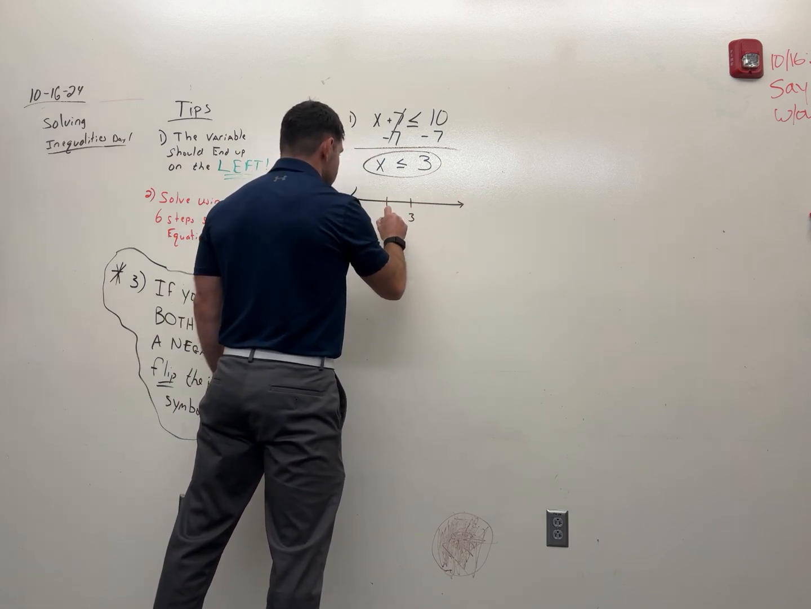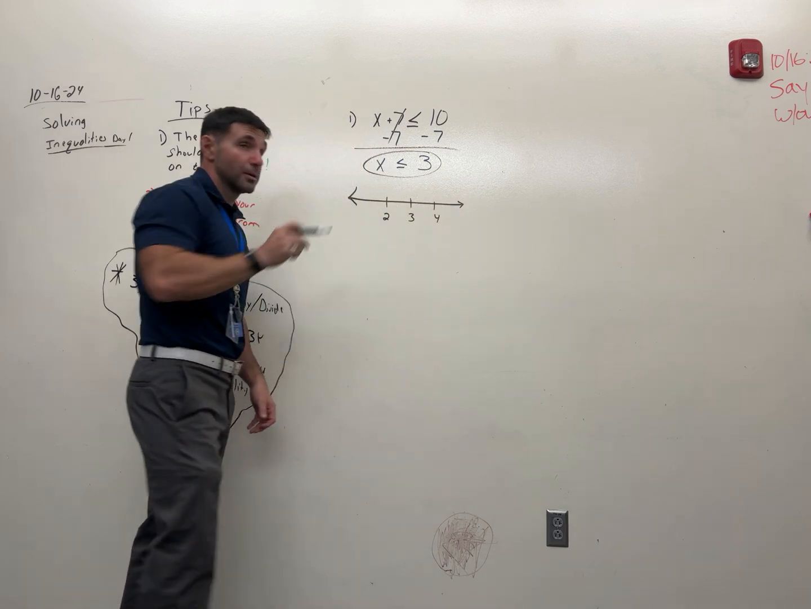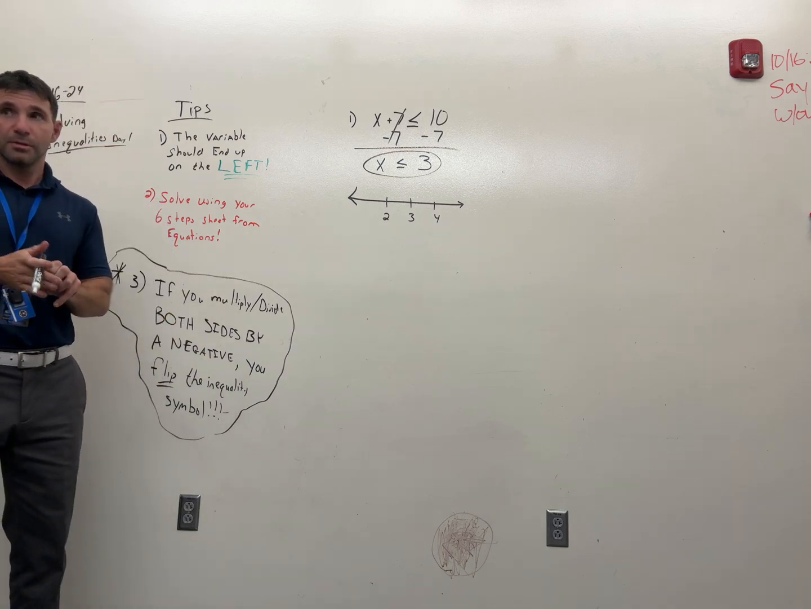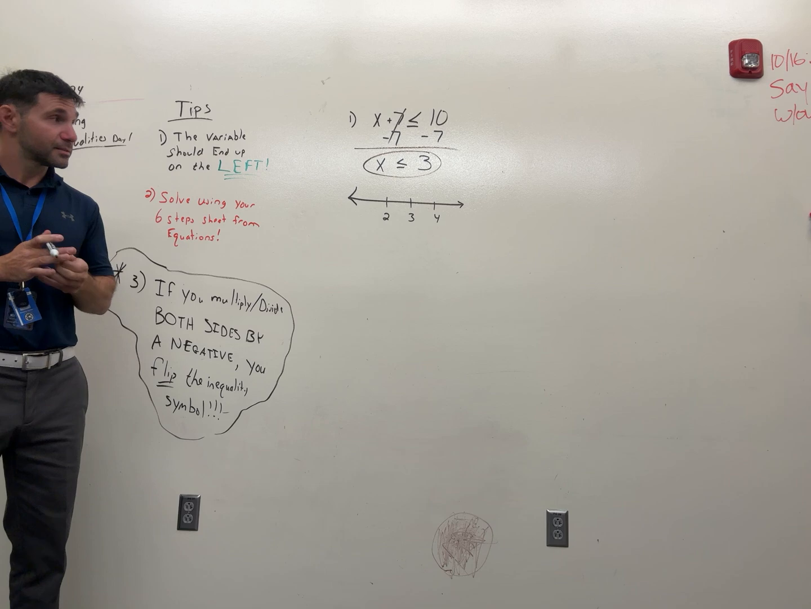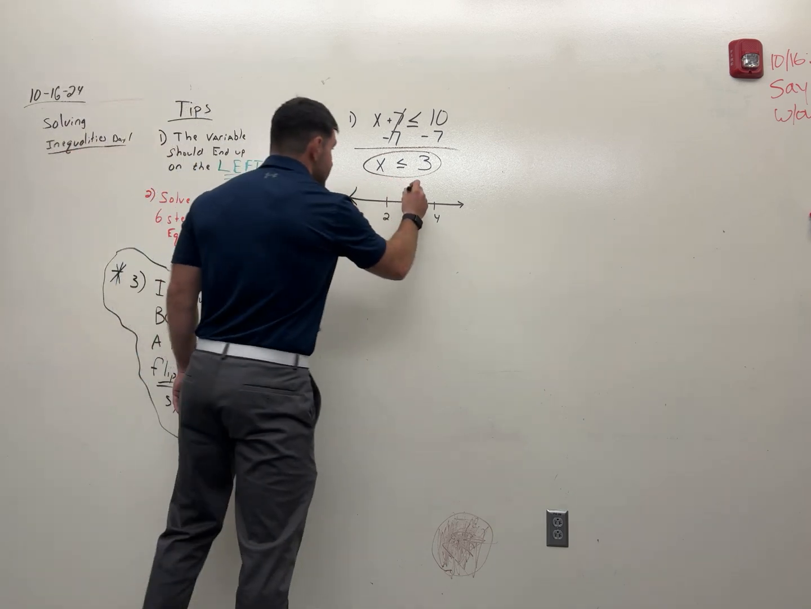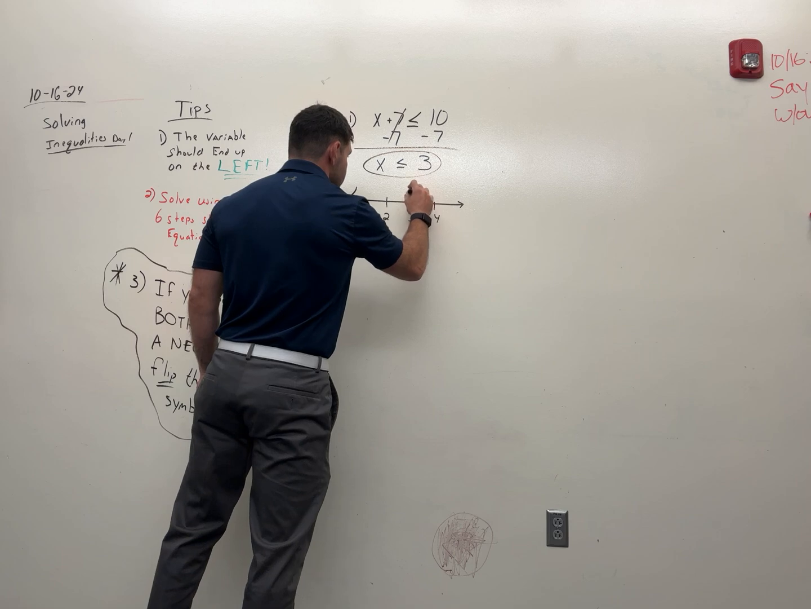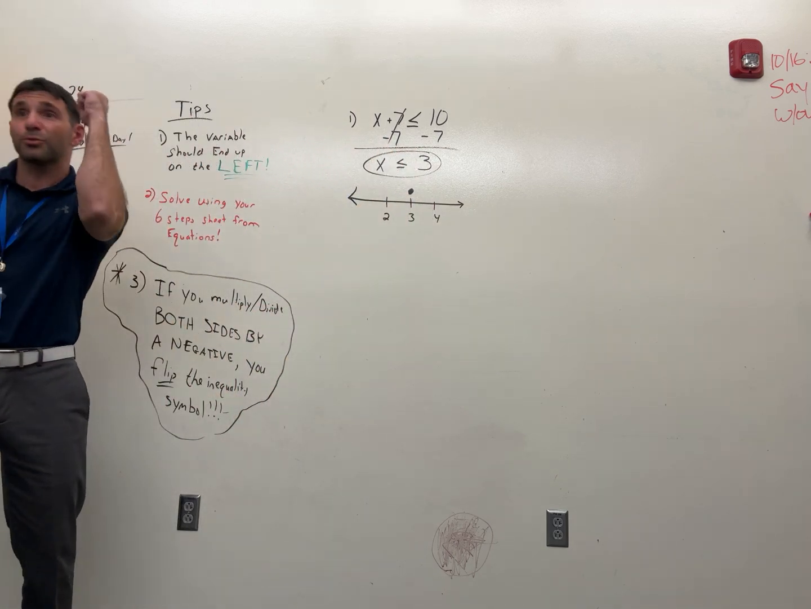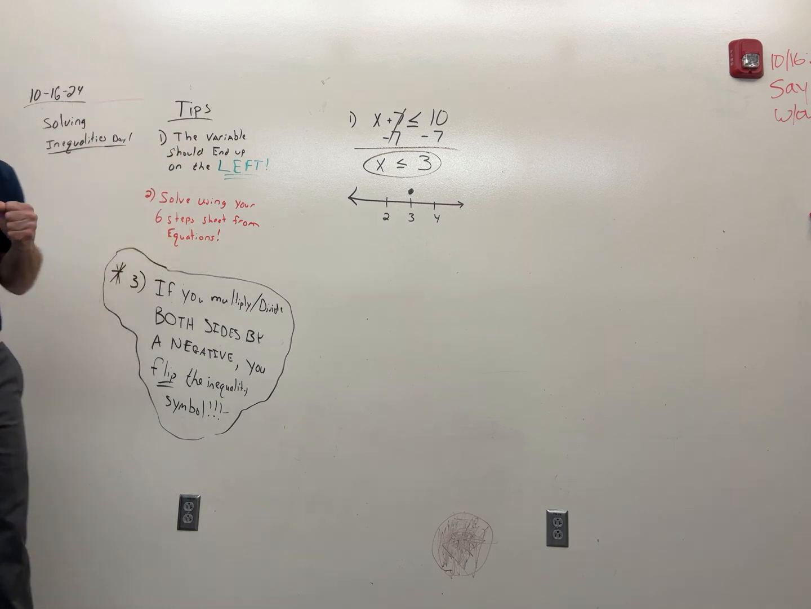3, 2, 4. Open circle or closed circle? Closed, because it's equal. That means it's part of the solution. This 3 is allowed to be part of my solution. It's saying, hey, look, right here, this is part of it.